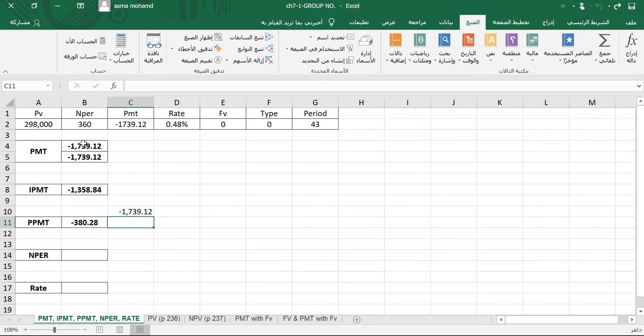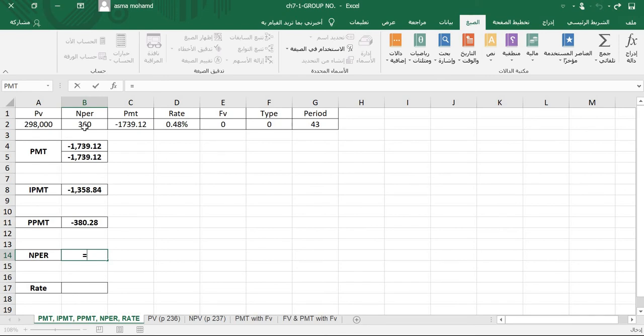Why? As I told you before, the IPMT shows us how much of our monthly payment is interest, and the PPMT shows us how much of it is principal. Now let's move on to the NPER. The NPER, for example, you need it if you know how much money you need and you know the rate, and you know how much you can pay per month, but you don't know for how long you can take the loan. And this is what the NPER can help us with. So let's do the NPER.